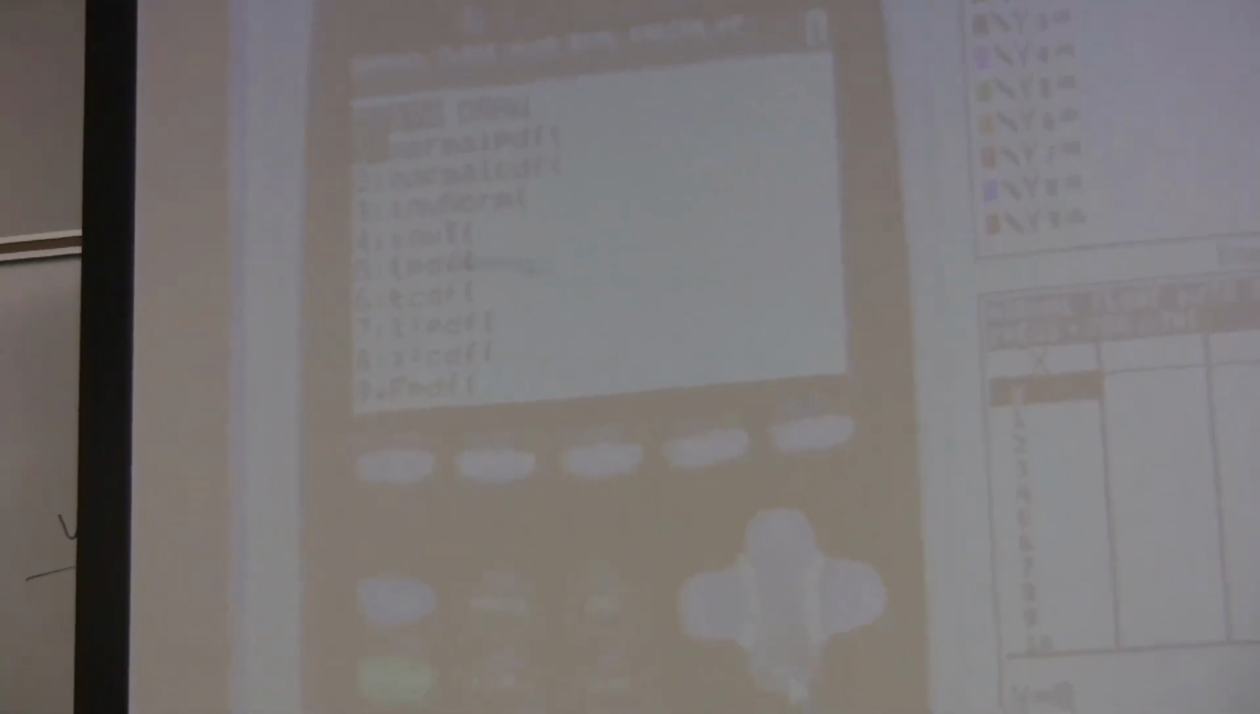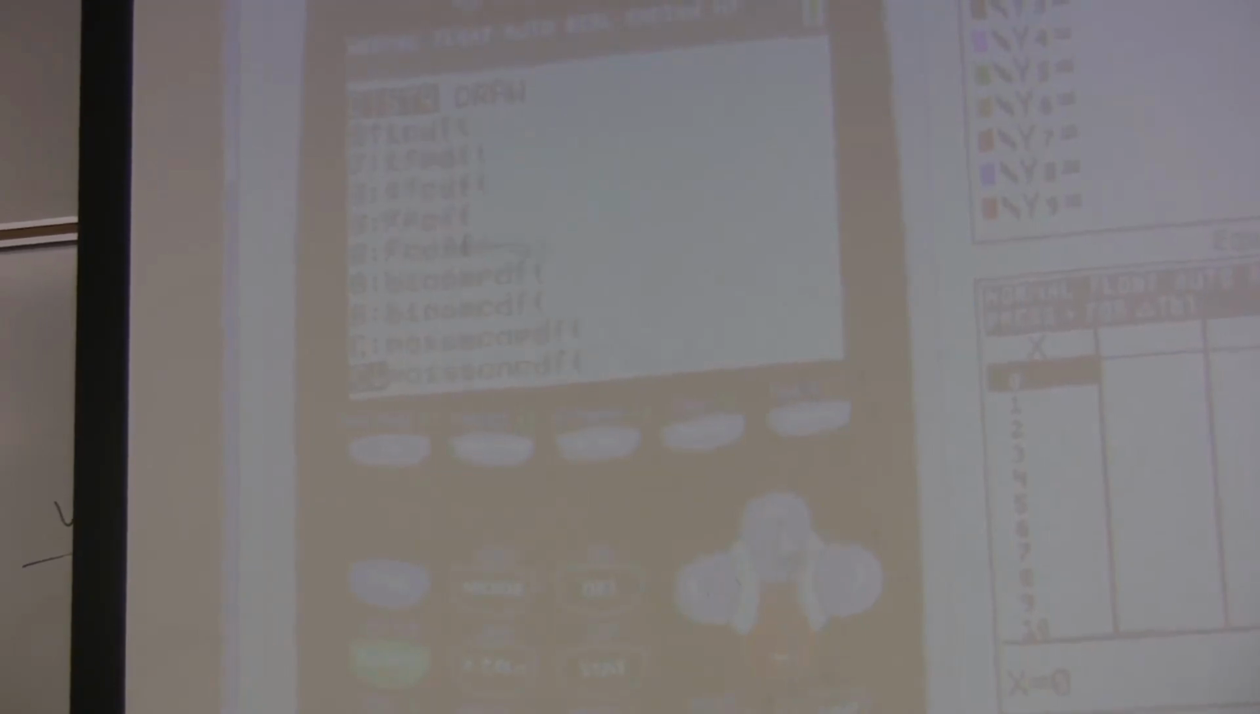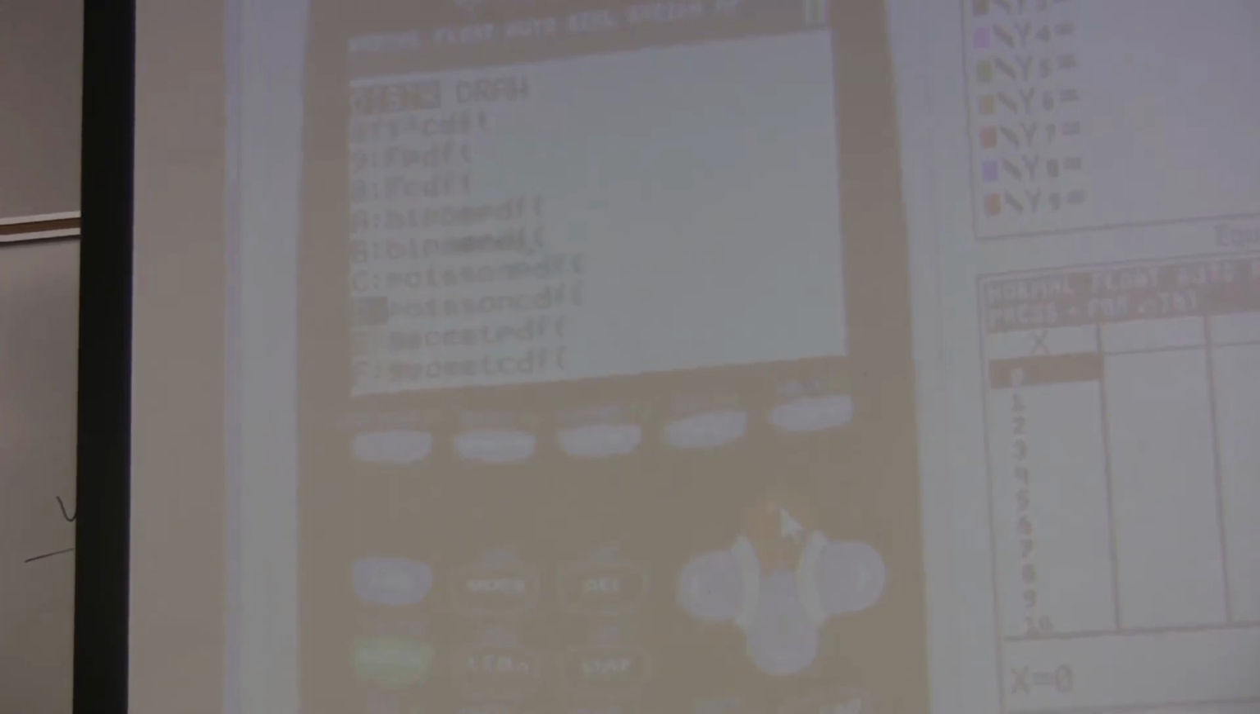These are all the distributions. We're going to keep going down until we find binomial PDF. It's down there somewhere. Not too far. I went too far. Hang on. I'm fighting with my calculator. It's 0. Yep, it's 0. I'm trying to get back up to it. Oh no, it's A on mine. It's A on mine.